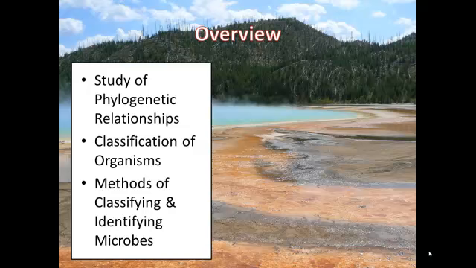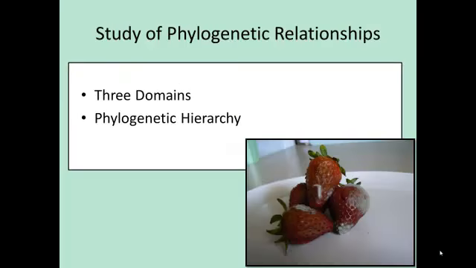In this chapter, we're going to be looking at the study of phylogenetic relationships and classification of organisms. This is going to be revisiting information that we took a broad overlook at in Chapter 1. And also, we're going to be looking at methods of classifying and identifying microbes. Under the study of phylogenetic relationships, we're going to talk about the three domains and phylogenetic hierarchy.